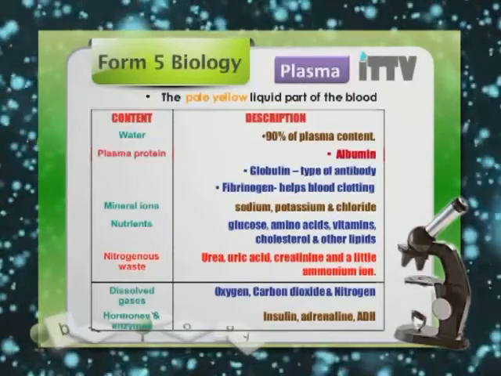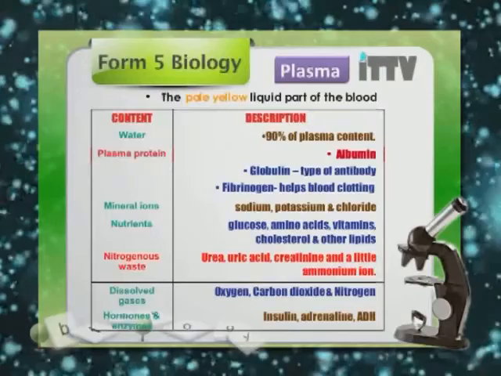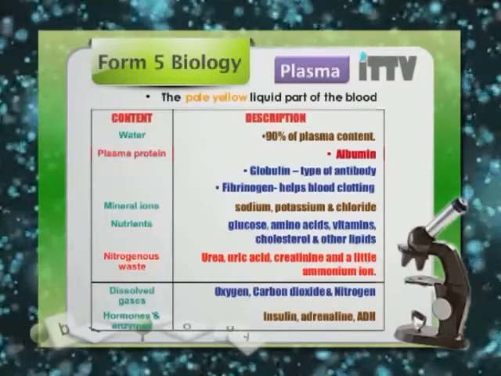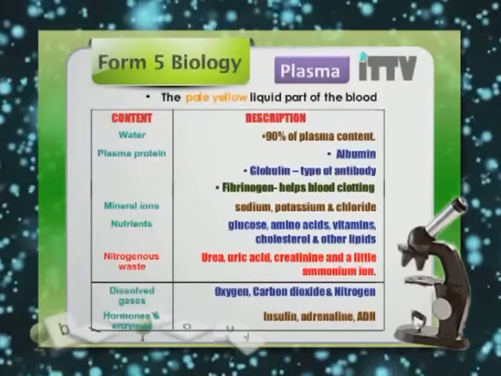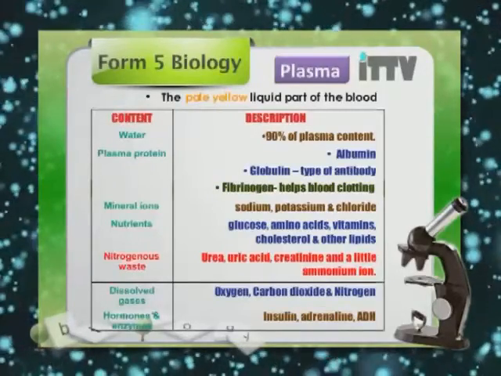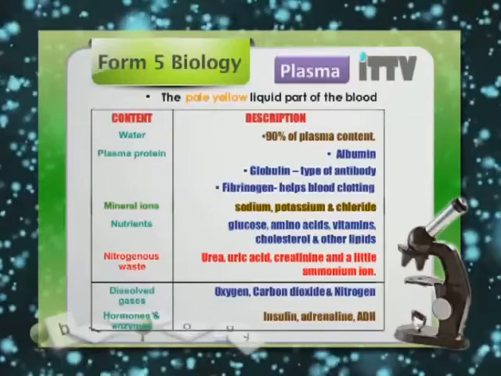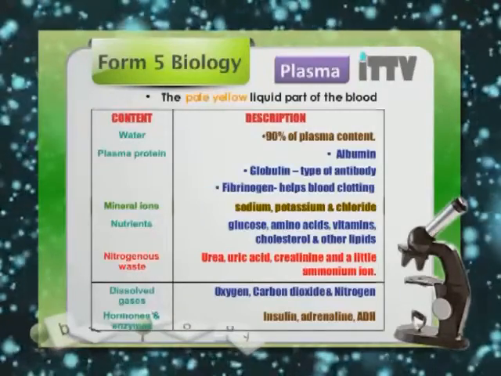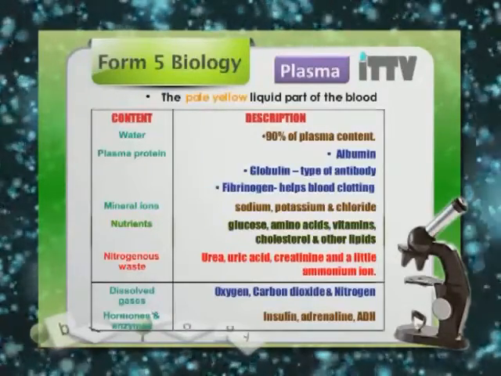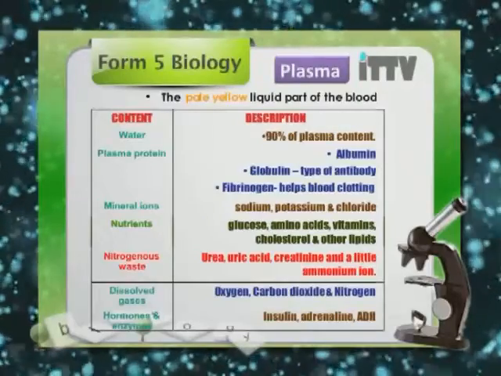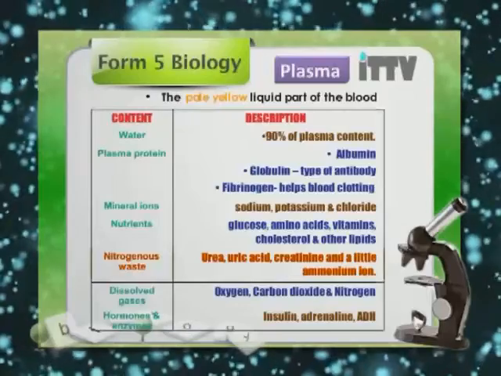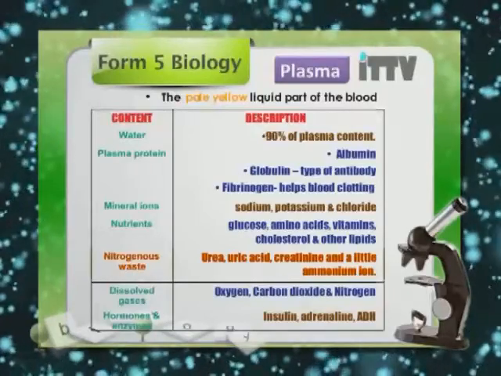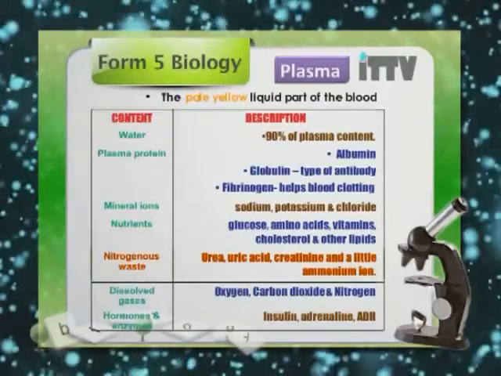The plasma protein comprises the albumin, which is a carrier protein, the globulin, which forms most of the antibodies, and the clotting factor fibrinogen. The mineral ions are none other than sodium, potassium, and chloride. The nutrients are glucose, amino acids, vitamins, cholesterol, and other lipids. And of course, the nitrogenous wastes are urea, uric acid, creatinine, and ammonium ion.